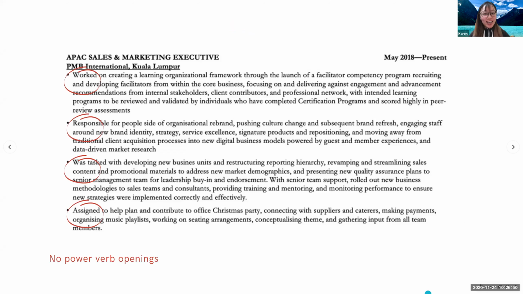So the first mistake is no power verb openings, similar to what you said about weak phrasing. If you read each bullet point, none of these start with a strong action verb. For example, instead of worked on for the first bullet point, this person could have started with created a learning organizational framework, which is much more impactful and concise. Instead of was tasked with in the third bullet point, this person could have started with developed new organizational structure too, which again sounds a lot better. So you all got that one for no power verb openings and weak phrasing.